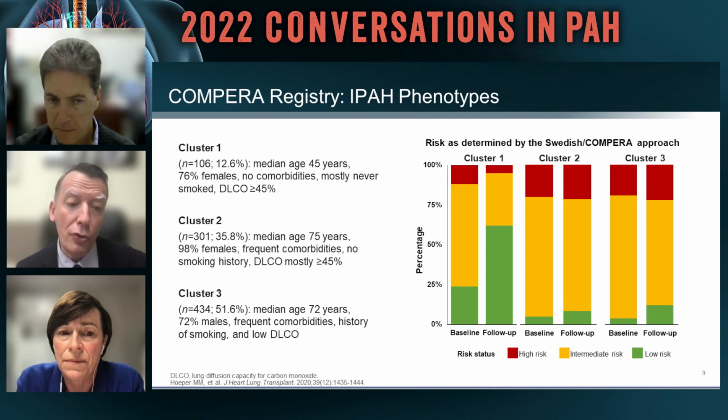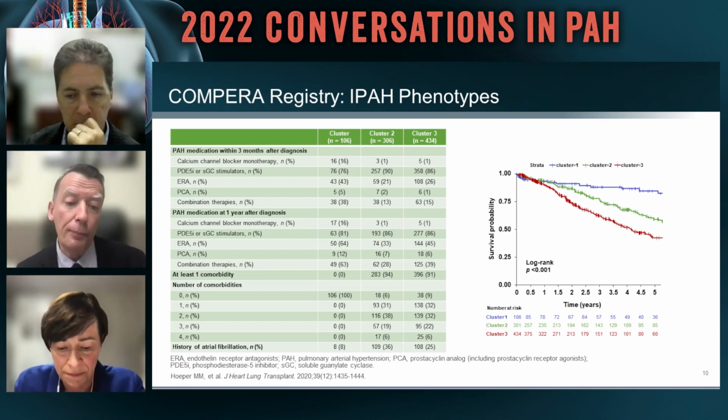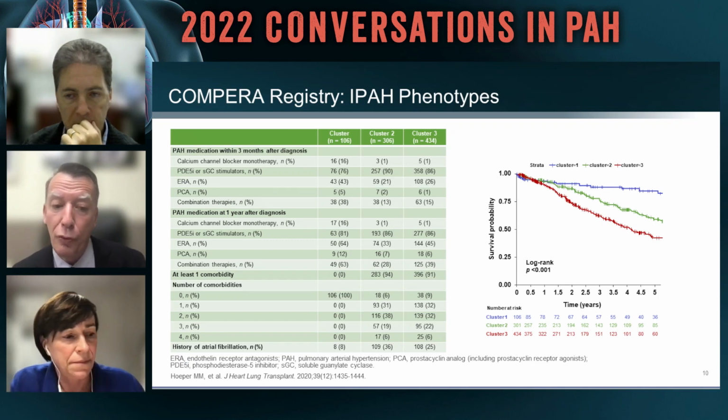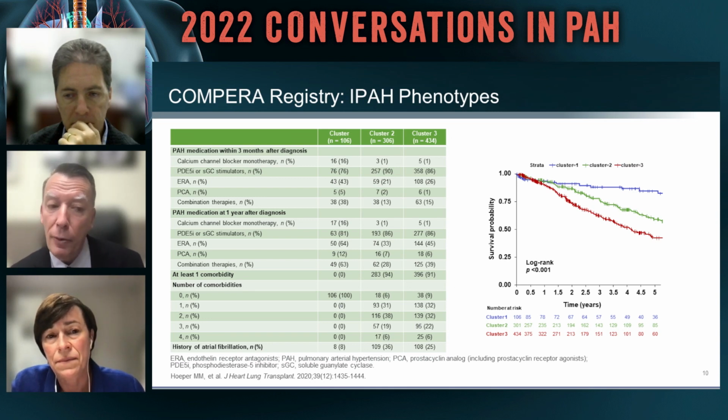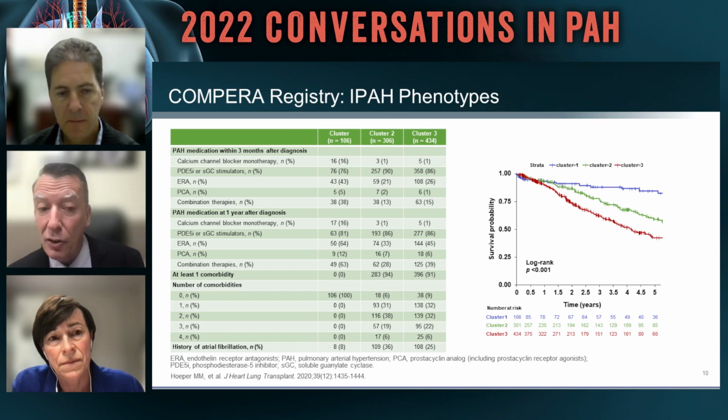Then you have the two other clusters which are important to highlight. One is a cluster made mostly exclusively of females with cardiopulmonary comorbidities, including obesity, diabetes type 2, hypertension, and no smoking history. And in these ladies, the DLCO is mostly above 45% of predicted value. This cluster 2 corresponds to patients with significant cardiac comorbidities. And these ladies are in their 70s.